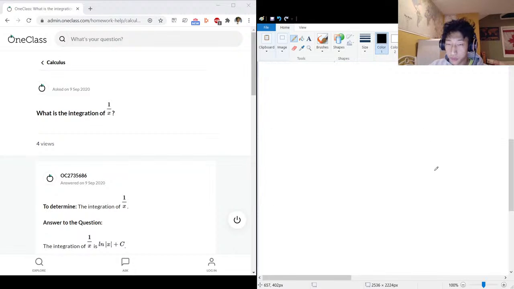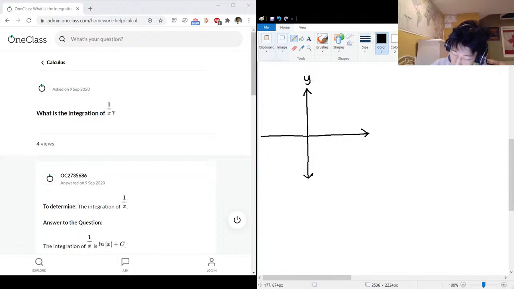Well, I'll scroll down here. Let's say we want to draw the graph of a natural logarithm. So we got our y-axis vertically, and we have our x-axis horizontally. I'll get a different color for this. Let's say red. The logarithm has a shape like this. And where it intersects at y equals 0, that is x equals 1.